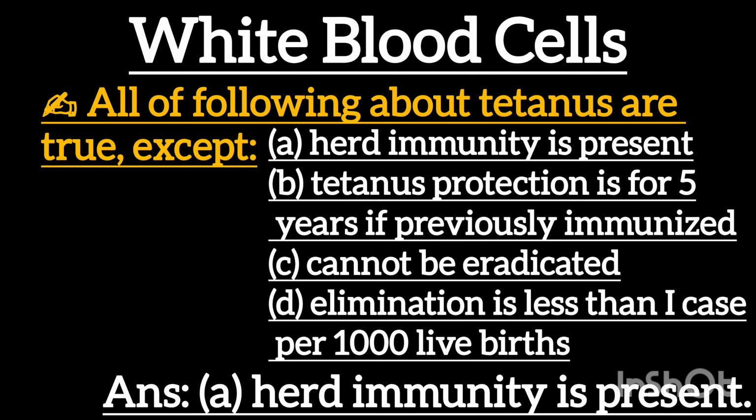Next one: all of the following about tetanus are true except? Option A, herd immunity is present. Option B, tetanus protection is for 5 years if previously immunized. Option C, cannot be eradicated. Option D, elimination is less than 1 case per 1000 live births. Correct answer is option A, herd immunity is present.